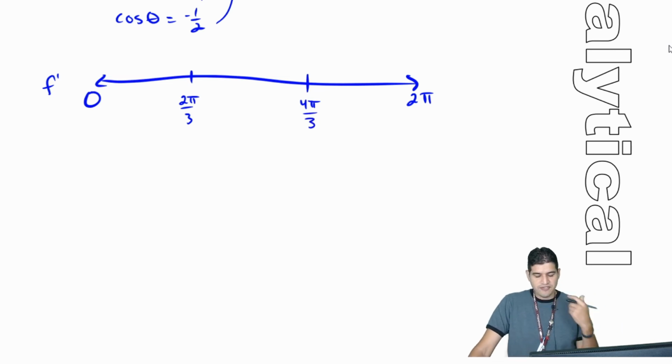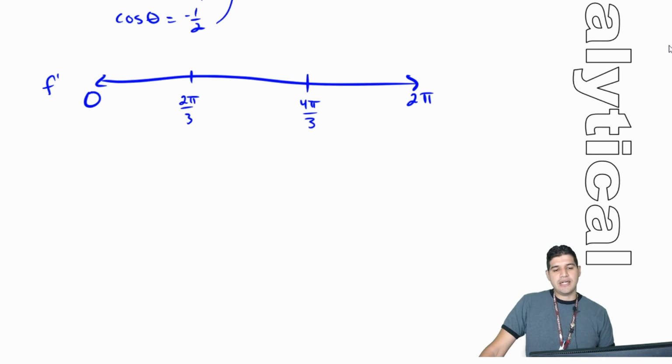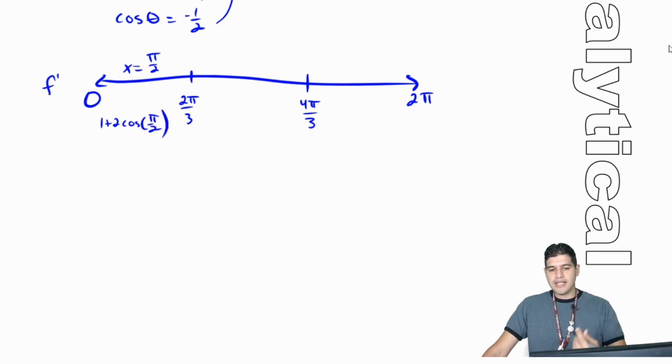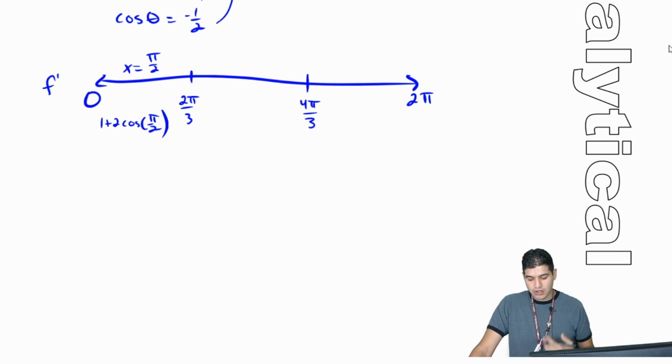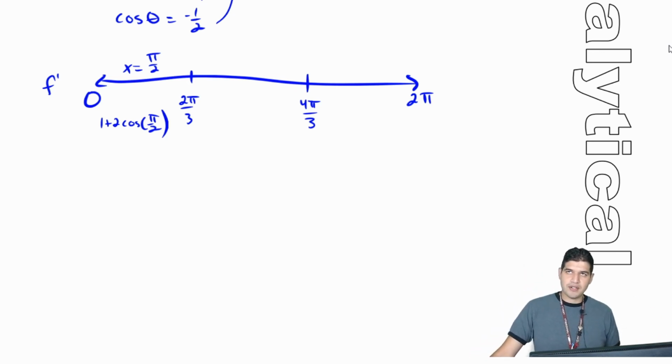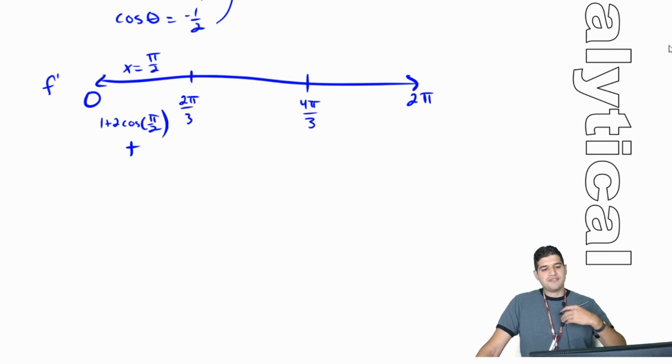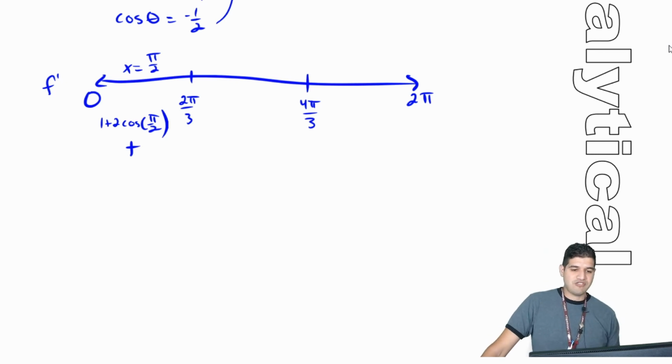All right, so when I find these, let's use a value in between 0 and 2 pi over 3. I'm going to say x equals pi over 2. I'm going to have 1 plus 2 cosine of pi over 2. Again, I don't really care about the exact values. All I care about are the signs. So cosine pi over 2 is 0, so I get 1 plus 0, which is a positive value. Now I'm going to choose a value in between 2 pi over 3 and 4 pi over 3.